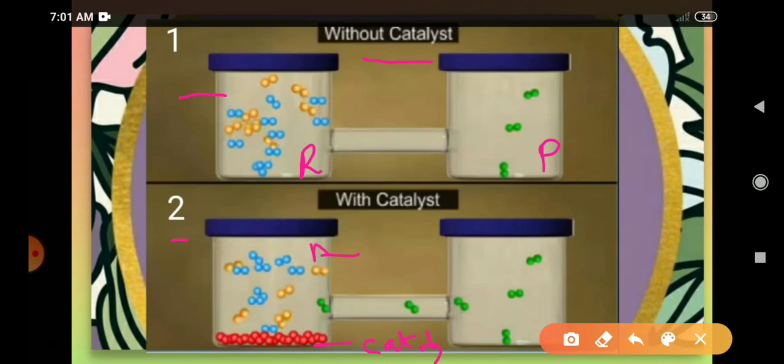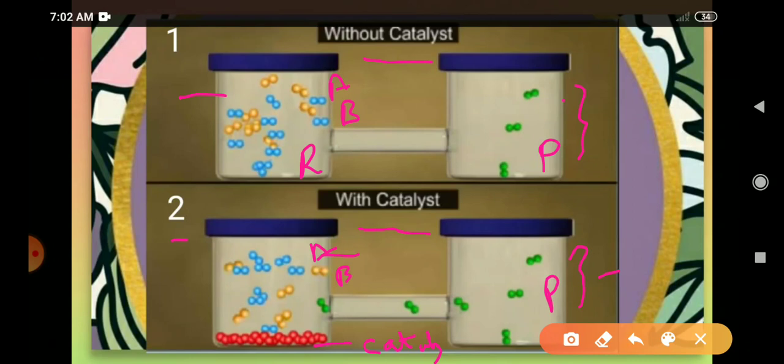And these are the reactants A and B. Here only reactants A and B are there, there is no catalyst. Here A and B and the catalyst are present. Now look at the product. When you compare the product here and here, where is the greater number of product? In the second case. Yes. So what this figure shows is that if the reaction is taking place with a catalyst, there will be greater formation of product. Why? Because the rate of the reaction is greater with the catalyst compared to without the catalyst.